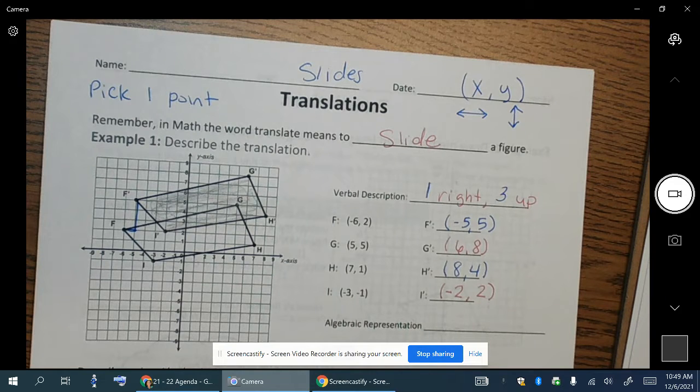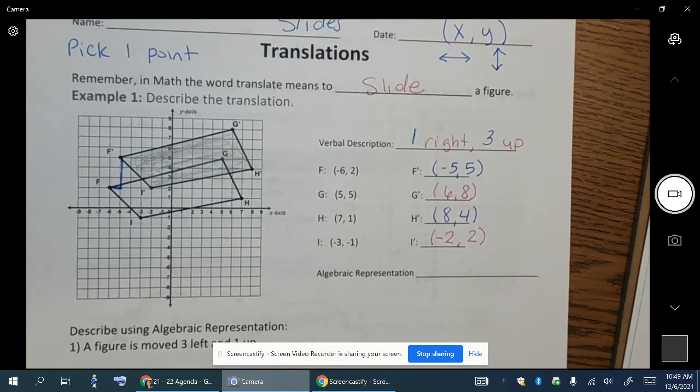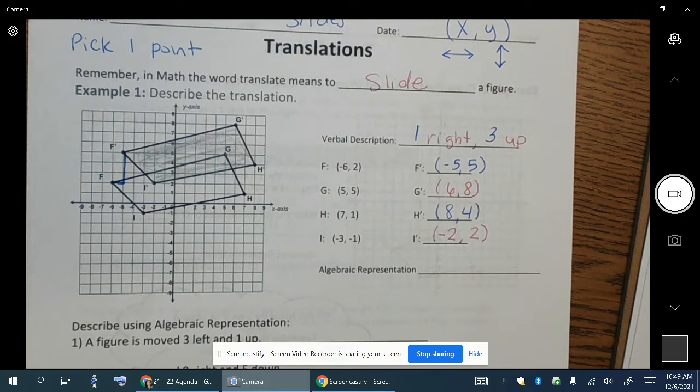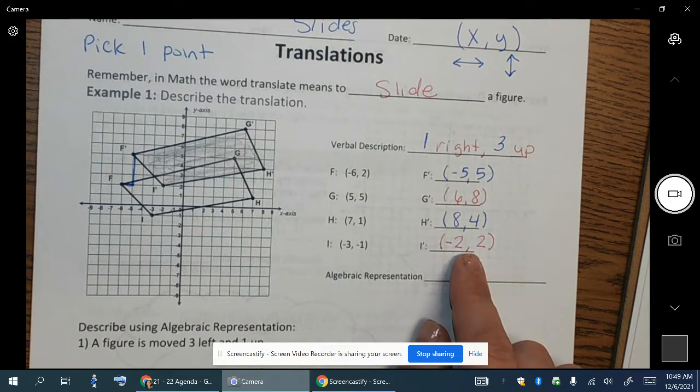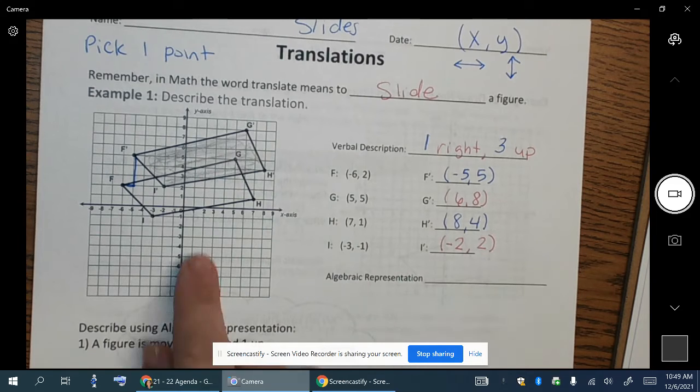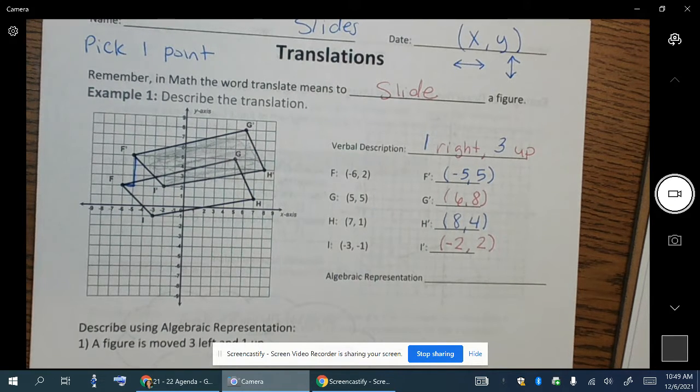Okay, so not only do we need to know the directions, we need to know how to write it algebraically. When we did dilations, how do we write our algebra? Okay, so for dilations, we multiplied, which means we had like 3x or 2/3 x. Y'all remember that? Okay. For translations, we have to have adding and subtracting.